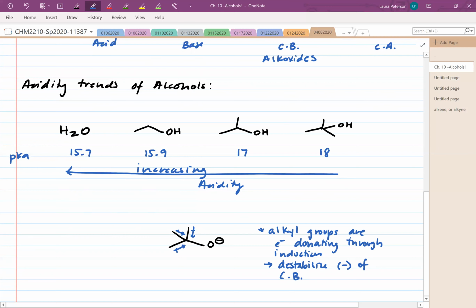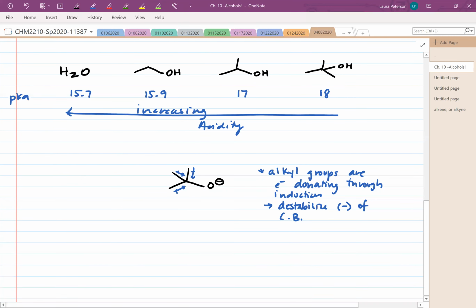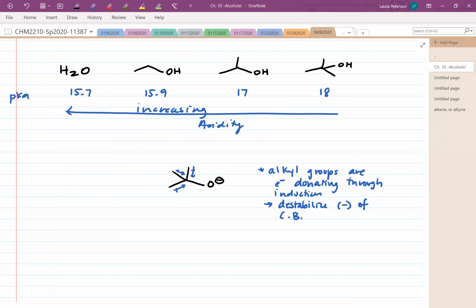So t-butanol over here has more alkyl groups that would destabilize our conjugate base as compared to 2-propanol, which only has 2 methyl groups that can donate electrons, compared to ethanol that only has 1 alkyl group, compared to water that has none. And so that destabilization through induction can account for the differences in pKa that we see across a series of alcohols.